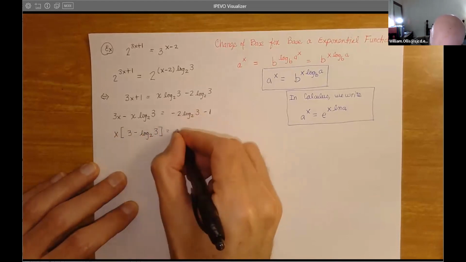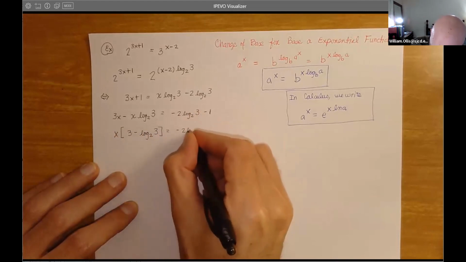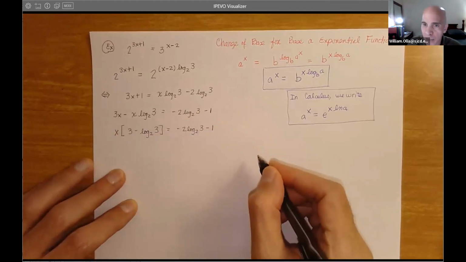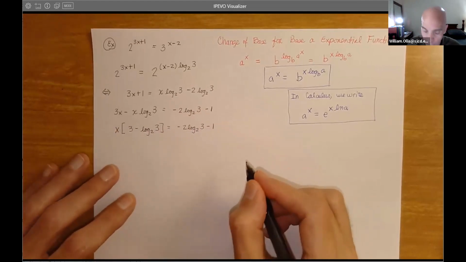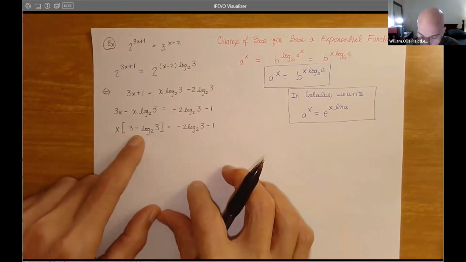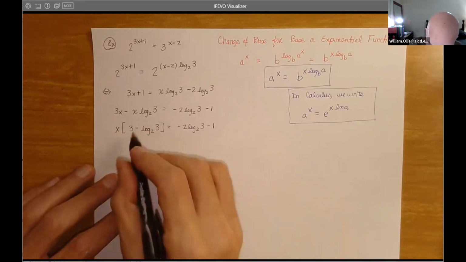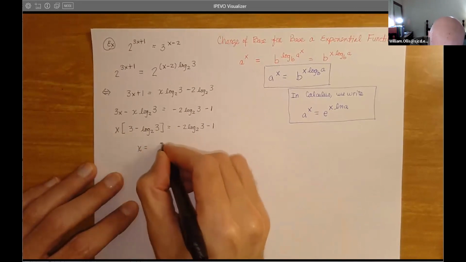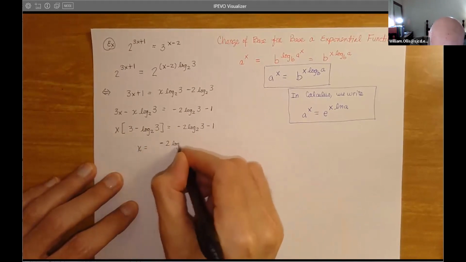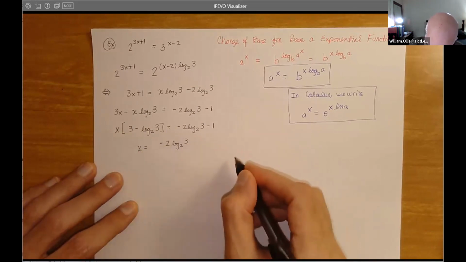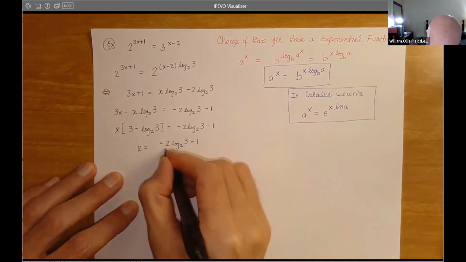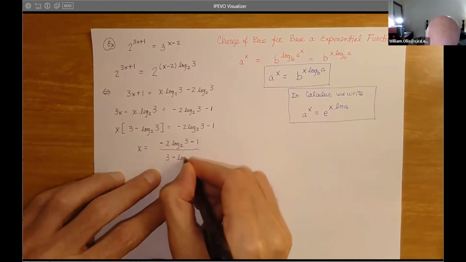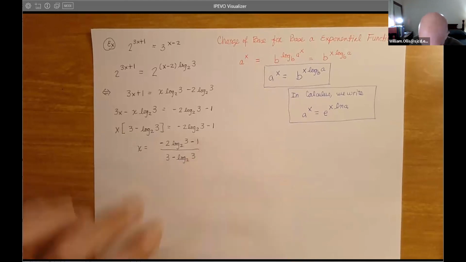And of course, all these negatives, we can multiply and divide by a negative to get rid of some of them if you want. It doesn't matter. You can leave them in there, but usually we get tired of them. So now we have x times a number equals a number. So we can divide by this number. So x equals negative 2 base 2 logarithm of 3 minus 1, divided by 3 minus the base 2 logarithm of 3.